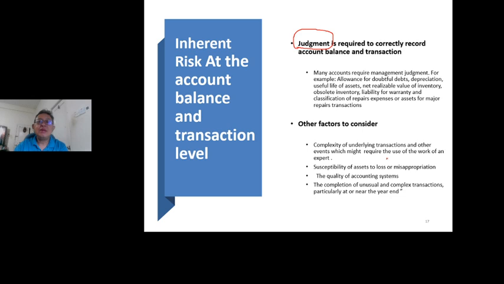And then we look at the quality of the accounting system. Maybe we have an accounting system that has very poor internal control, or no internal control at all, or you still have manual processes and don't have a proper accounting system, so it can also be prone to inherent risk. And then the completion of unusual complex transactions. Normally, because the transaction is very complex and needs to be settled at the year end, the pressure of the completion of the transaction becomes very high. So that could contribute to high inherent risks.